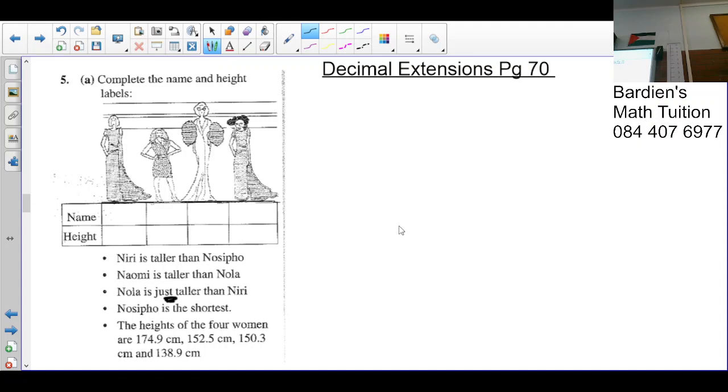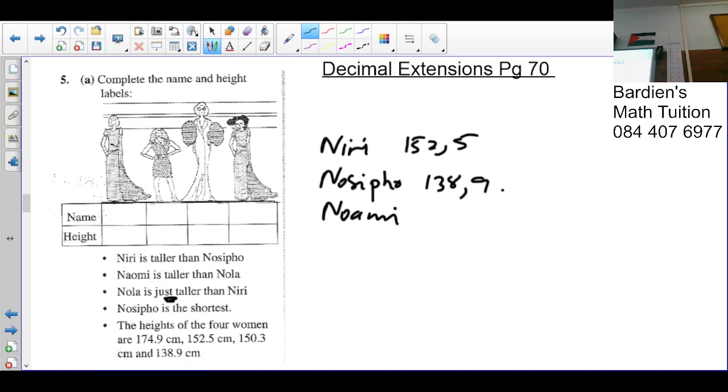This was number 5. So here we have Niri, who is 152,5. Then you have Ch4, who is 138,9. Then you get Naomi, who was 174,9. Then we got Nola, which was 150,3.